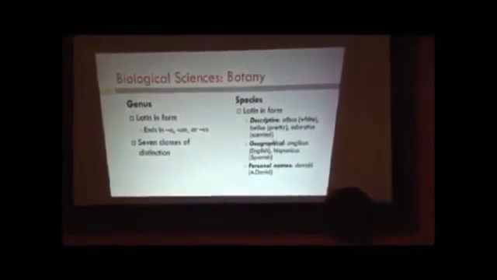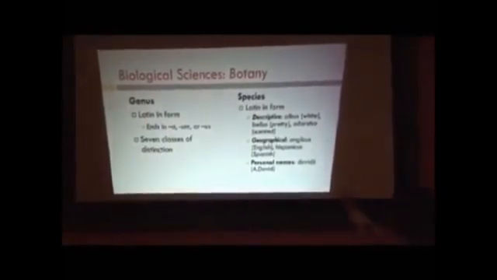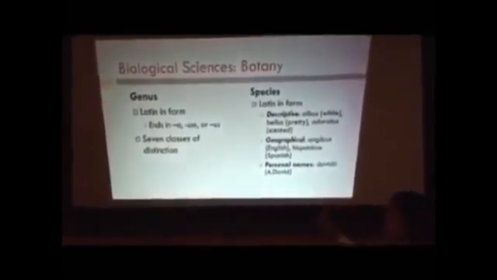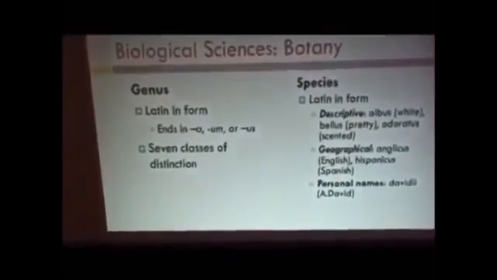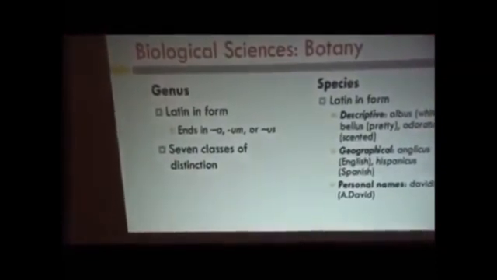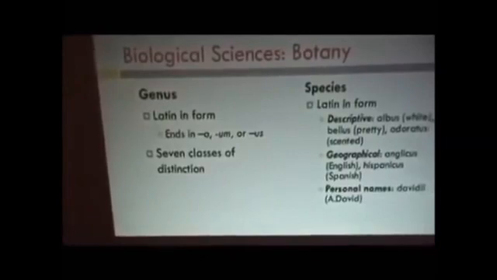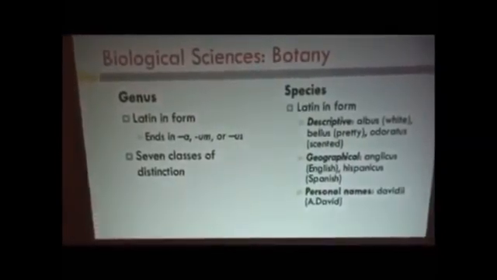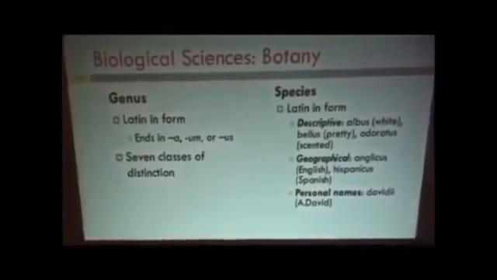The genus is Latin as well, and it ends in A, UM, or US. There are 7 classes of distinction that you would have for genus. Again, genus was like when I said Rosa, telling me that the genus of this particular plant is a rose. And therefore, what's left is the species.